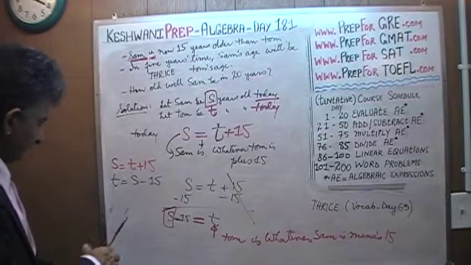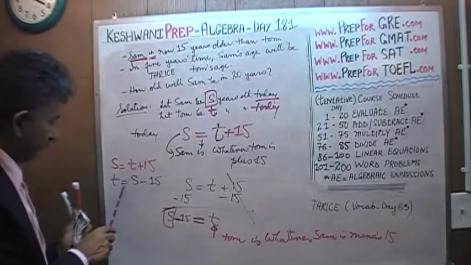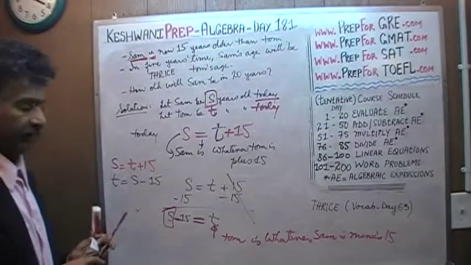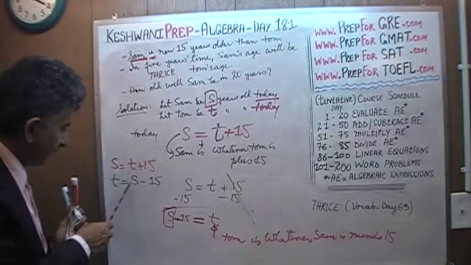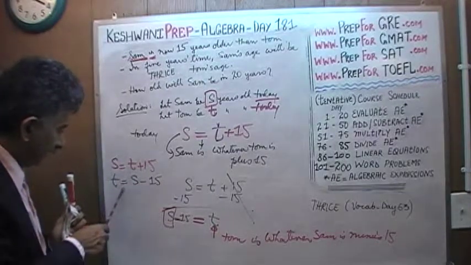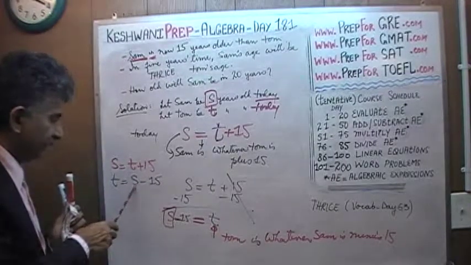This one says Tom's age is whatever Sam's age is minus 15. In other words, what this says is that Tom is 15 years younger than Sam. That's what this says. Second one. Tom is 15 years younger than Sam.